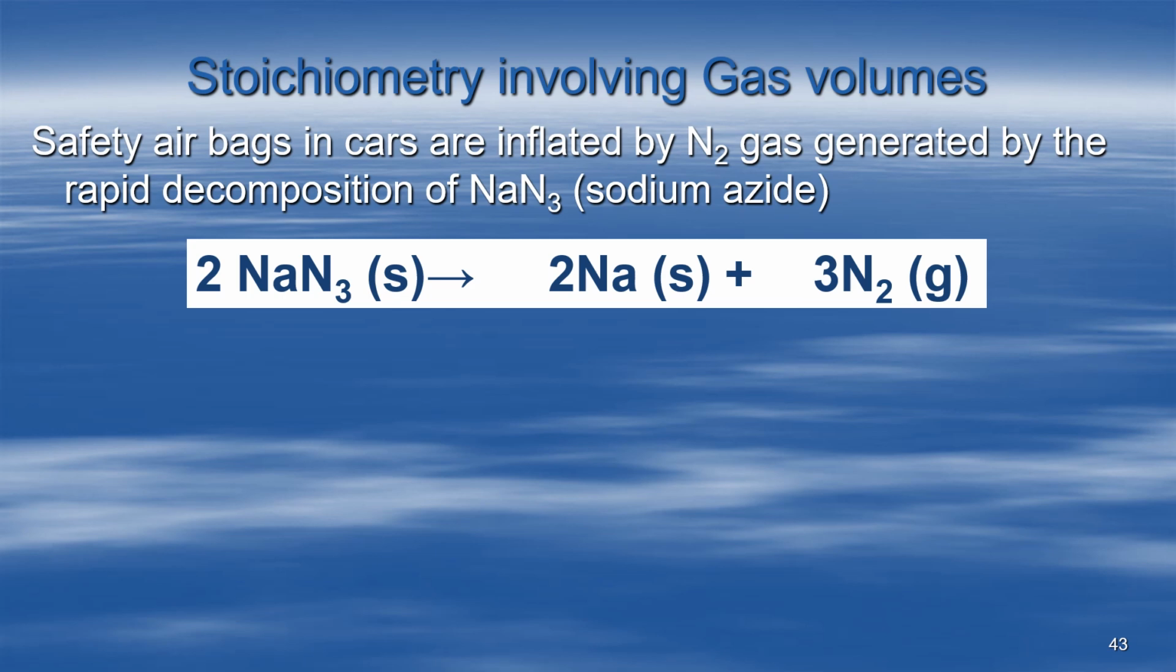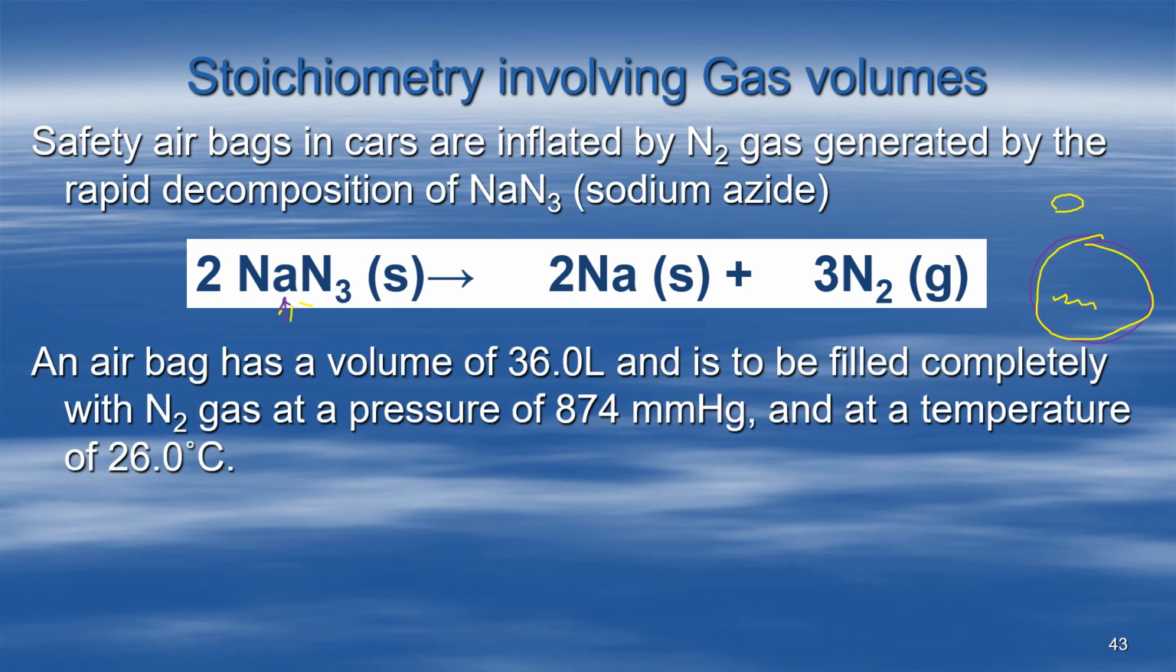The nitrogen gas will then fill up the bag. Well, here's the problem. We want to make sure that we know exactly how much NaN3 to put inside the airbag for it to react so that it totally fills up that airbag. If we don't put enough NaN3, then not enough nitrogen will form and our airbag won't open up. If we put in too much NaN3, our airbag will explode and that won't do us any good. So we want the exact amount of NaN3 that will exactly fill up the airbag.